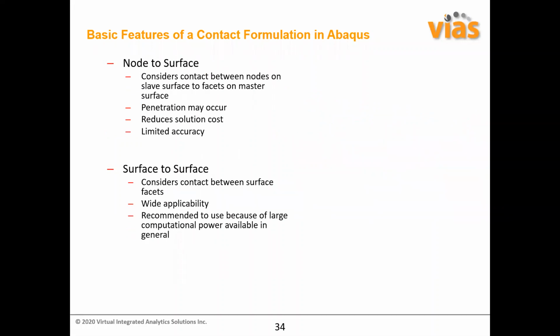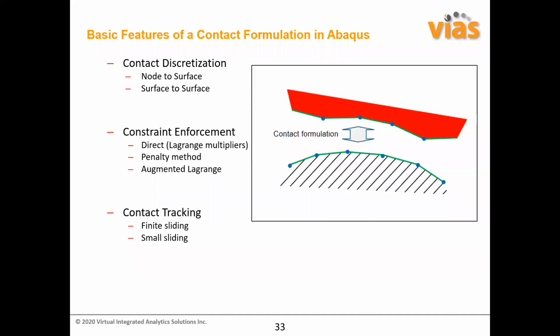Node to surface considers the contact between nodes on slave surfaces to facets on the master surface. When you are talking about node to surface, you are saying that the nodes on this green line, the blue dots on the green line, for example, will be coming into contact with the faces. This was an initially developed algorithm when Abaqus was in its initial time, in the late 60s or maybe the early 70s. That is when Abaqus was defining those types of contact algorithms. So at that time, node to surface was the historically first algorithm.